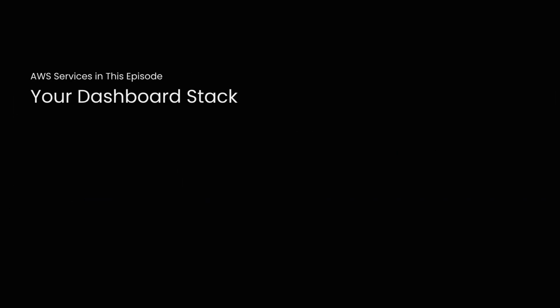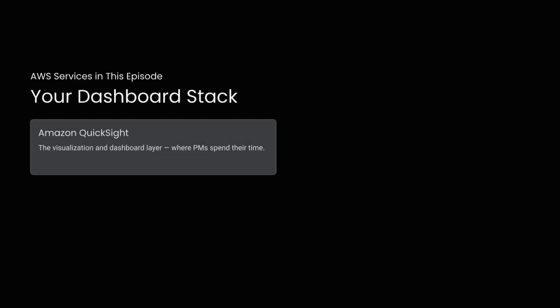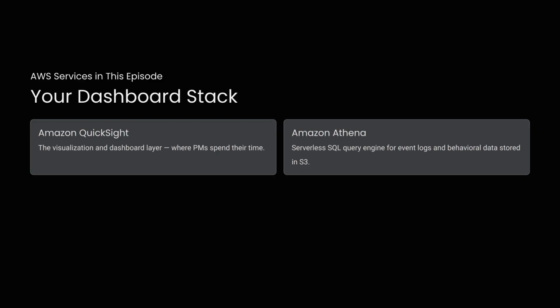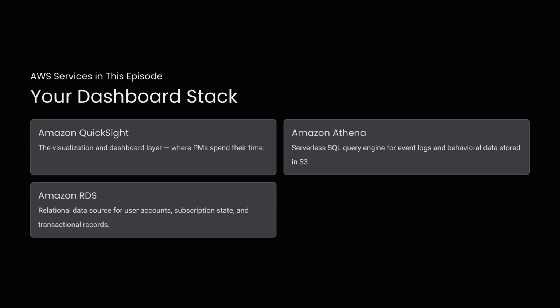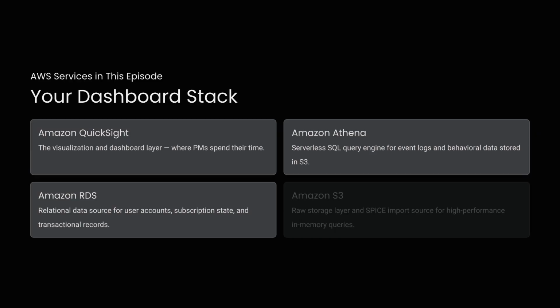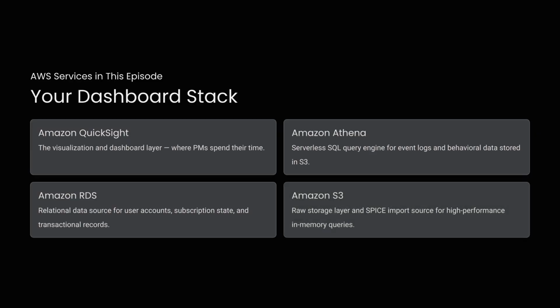Our dashboard stack uses several AWS services. Amazon QuickSight is the visualization layer. Amazon Athena is the serverless SQL query engine for event logs. Amazon RDS is the relational data source for user accounts. Amazon S3 is the raw storage and Spice import source for high-performance queries.